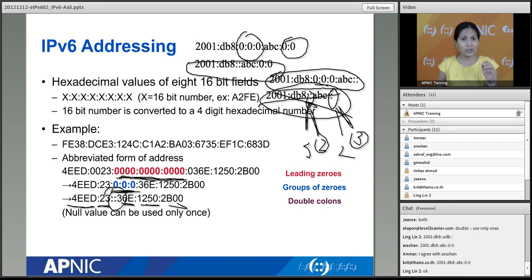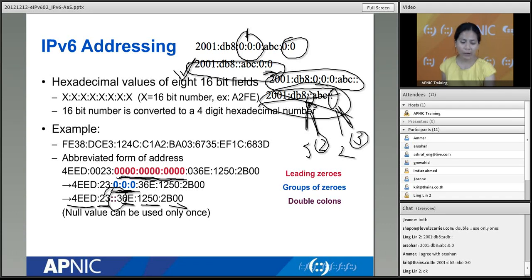2001 BB8 double colon ABC 00. So what she did there is change the one with more fields of zeros, okay? You chose to represent that as a double colon, and of course, the other two has remained. In most cases, this is a correct answer. This is correct.